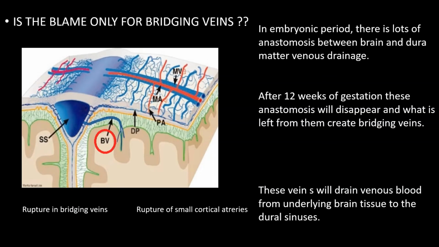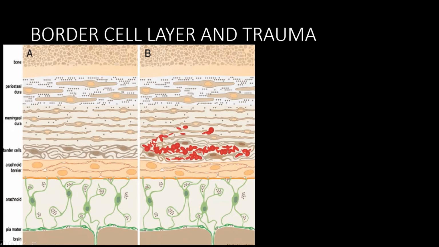Traditionally, the blame has been given to the rupture of bridging veins and rupture of small cortical arteries. But is the blame only for bridging veins? Recently, there is a lot of update in the pathogenesis of chronic subdural hematoma. In this picture, you can see the dura has many layers: the periosteal dura, the meningeal dura, and a collection of cells known as the border cells. Once there is trauma, there is a rupture in the border cell layer and CSF leaks into the dural space.